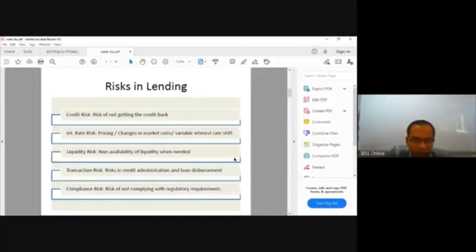Then the other thing is interest rate risk. Interest rate risk is what? We give an interest rate to the customer and then most of the time we fix it. And due to the market interest rate changes, it can be a risk to the bank. This is what we had been talking about at length in fundraising.